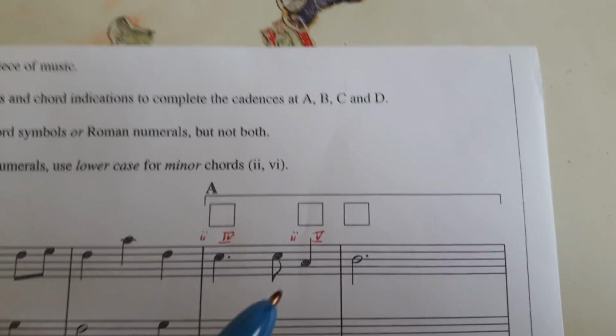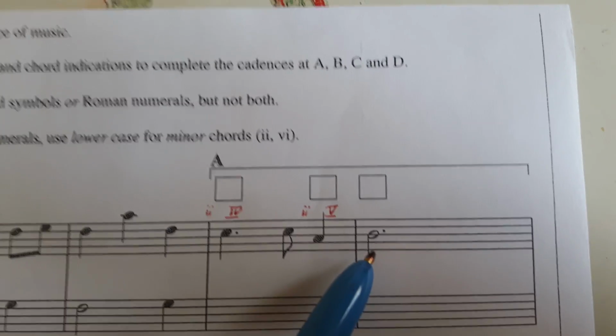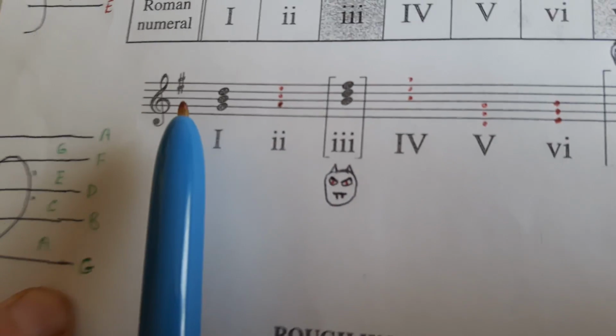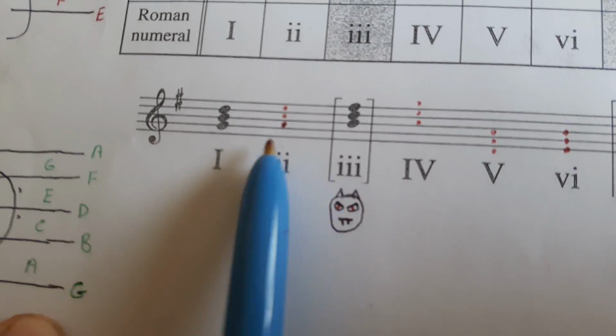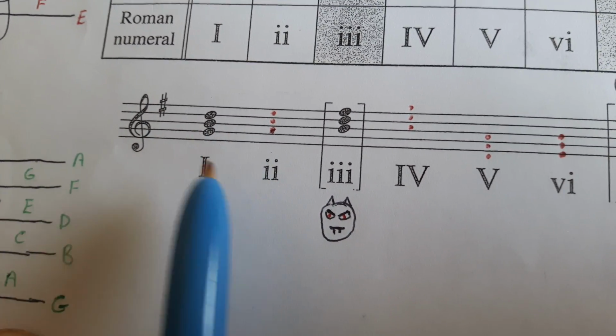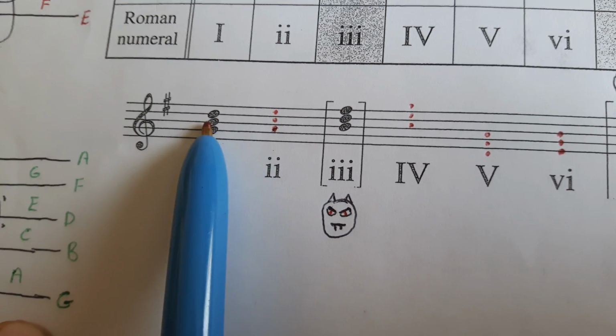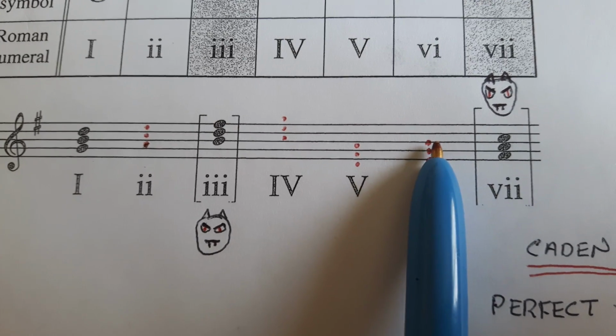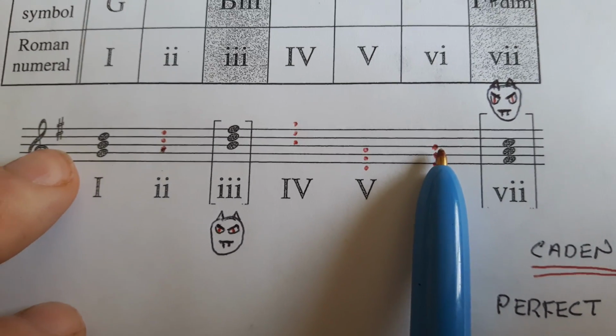Now, our last one, we look at this note here and I see it's B. Okay, so we go back over to our chord grid and check again which chords contain the note B. And your choice this time, middle line, is 1, 3, and 6. 1, 3, and 6. Are any of them evil?